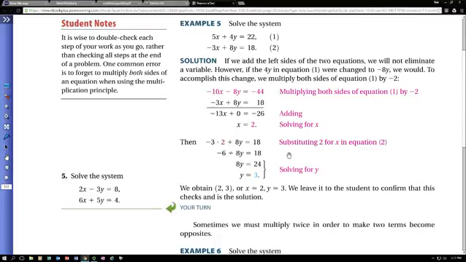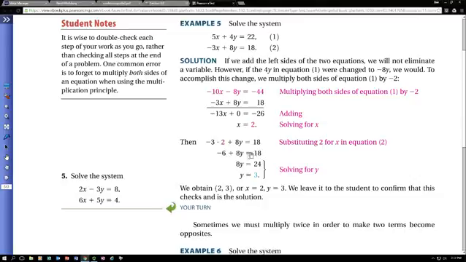You can do either one. Usually I'm looking for things that are easier. I'll take a little look at that and try to think the steps through a little bit before I decide which equation to use. Mostly I'm looking for something where the math will work out easier. But they use equation 2 and they put 2 in here. I get negative 3 times 2 plus 8y equals 18. You get negative 6 plus 8y equals 18.